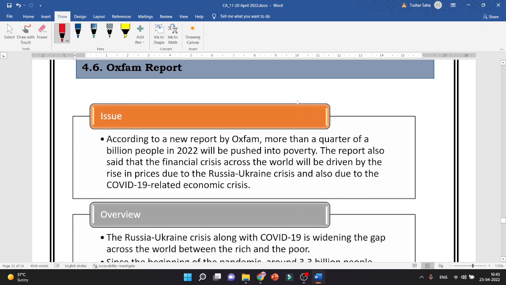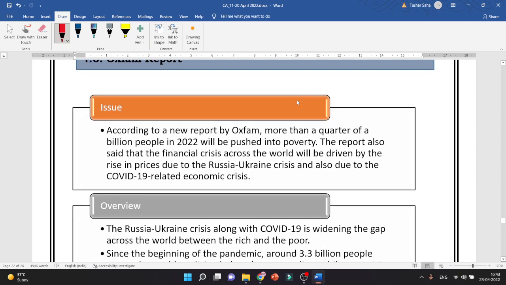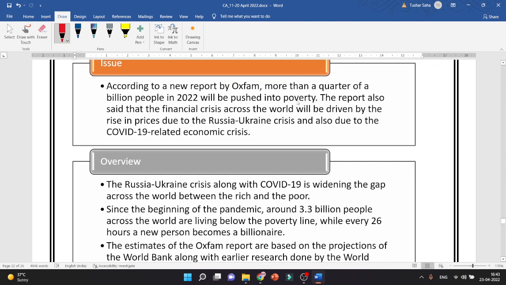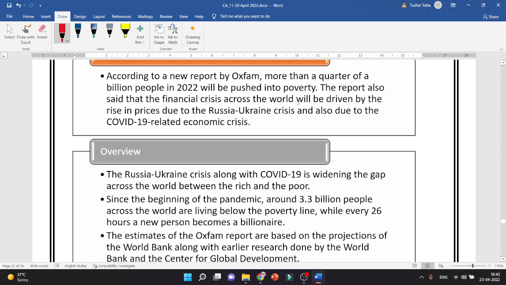So the Oxfam report is related to what? It is related to poverty, right? So it says that more than a quarter of a billion people in 2022 will be pushed into poverty, and one simple reason is because of the war. Obviously war is not just about blood and death, it is beyond that. The effects of war are so much, with Russia and Ukraine fighting. Even we see in India the impact, not the diplomatic impact, the impact on us, right?